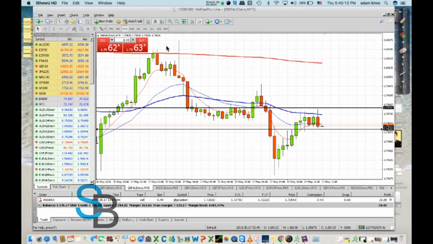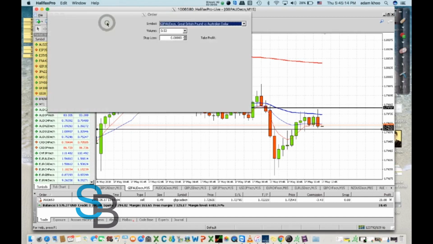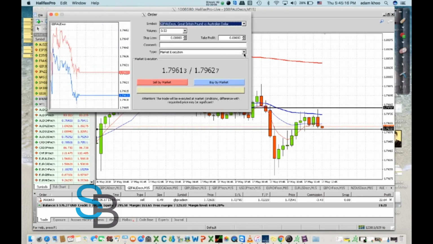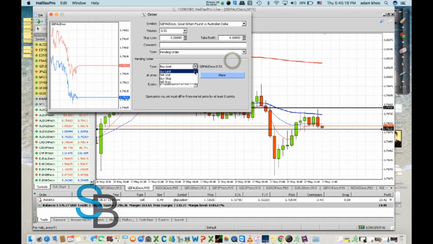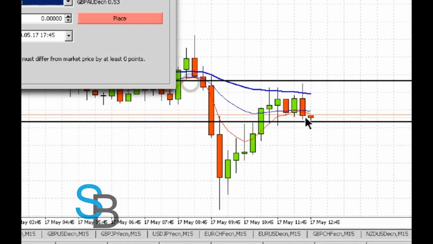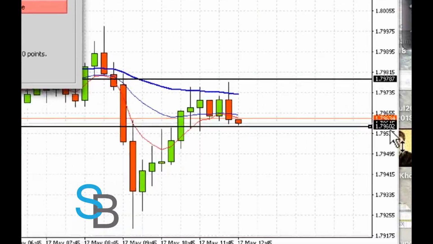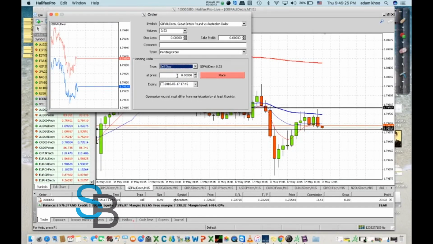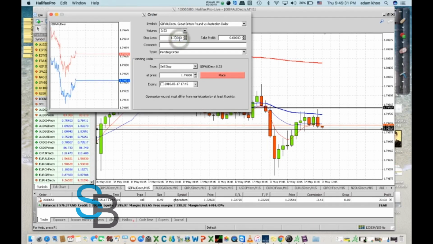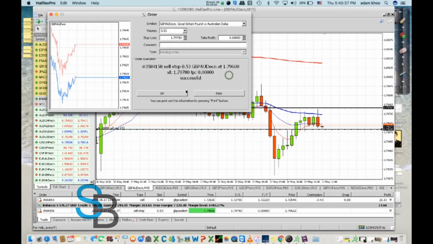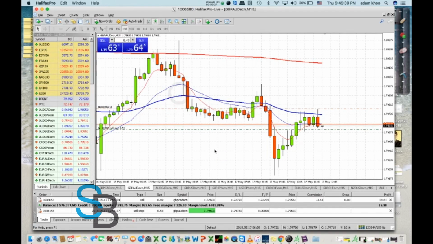Okay, so I'm going to take a trade right now on pound Aussie short. So I'm going to put a sell stop order right below the low of this candle, this bearish candle, which is 1.7960. Quickly put a stop loss at 1.7978. So there we go.